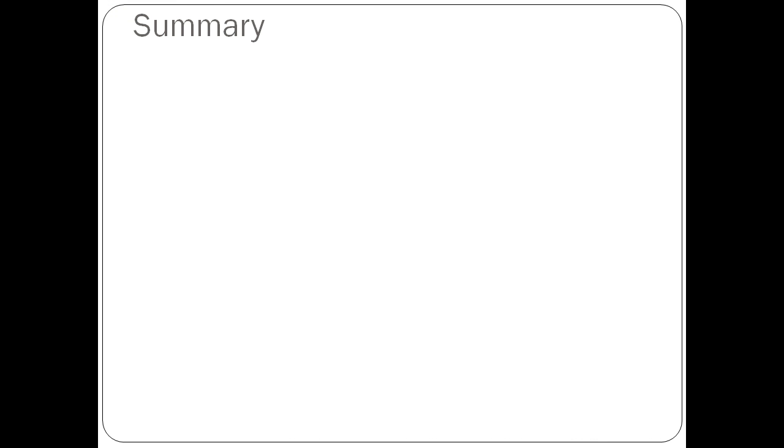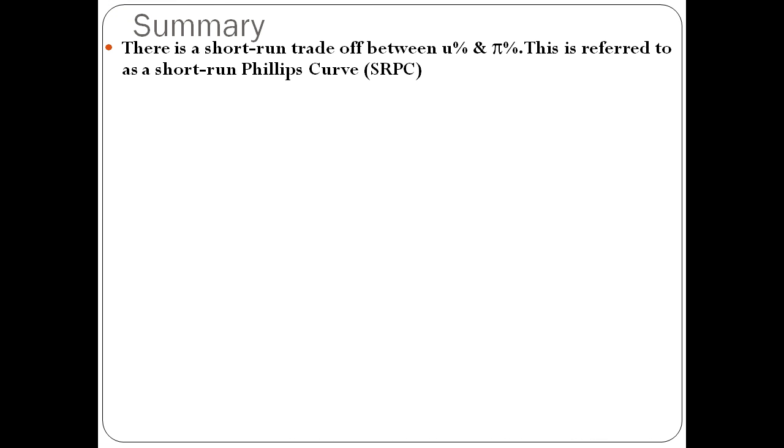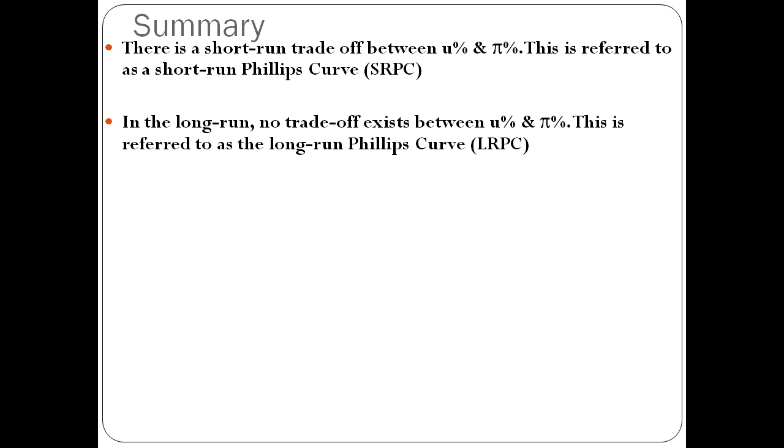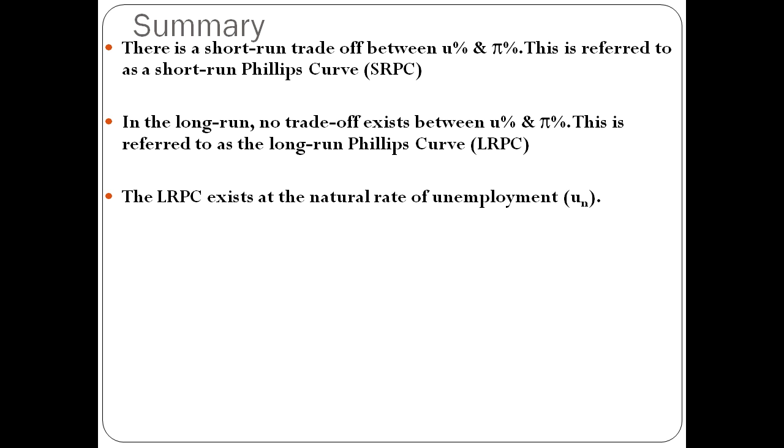All right, let's take a look at a summary here. So there is a short-run trade-off between unemployment and inflation, and this is the short-run Phillips curve. Now, in the long run, there is not a trade-off between unemployment and inflation. This is the long-run Phillips curve. The long-run Phillips curve exists at the natural rate of unemployment. Remember that the natural rate of unemployment right above that is going to be that long-run Phillips curve.